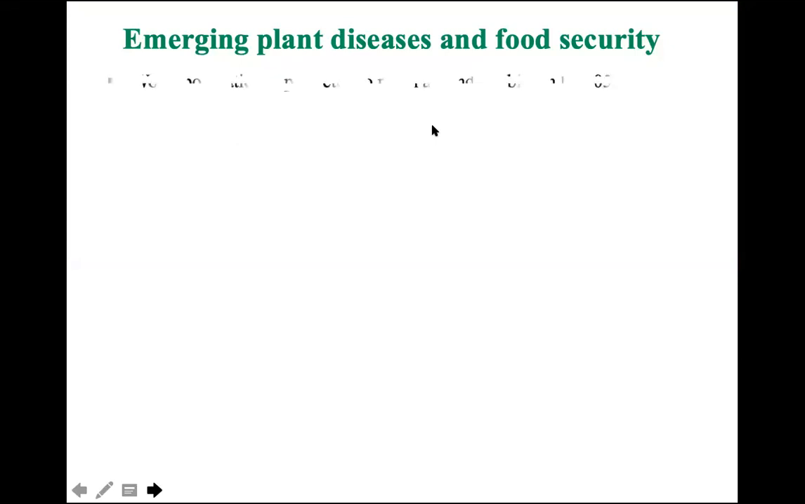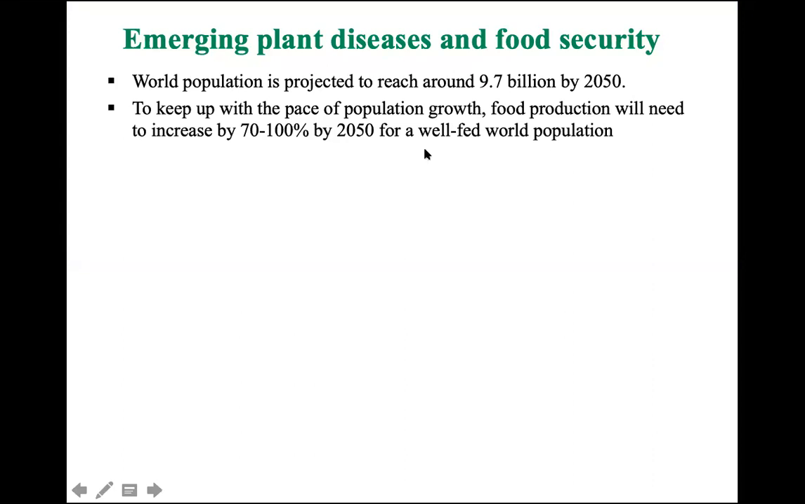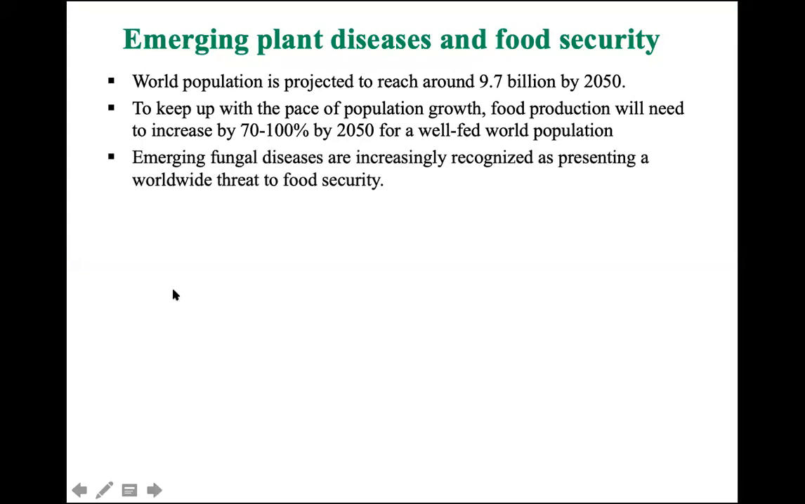Emerging plant disease and food security, I would like to talk about population growth. Food production will need to increase by 70 to 100% by 2050 for a well-fed world population. Therefore, we have to increase our food production by 70 to 100%. However, emerging fungal diseases are increasingly recognized as presenting a worldwide threat to food security.